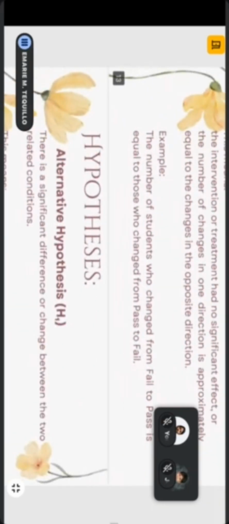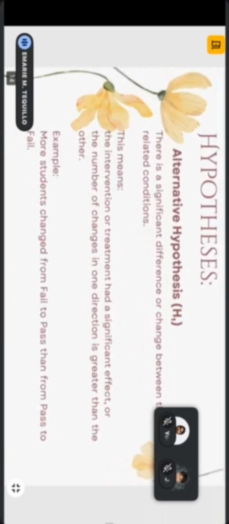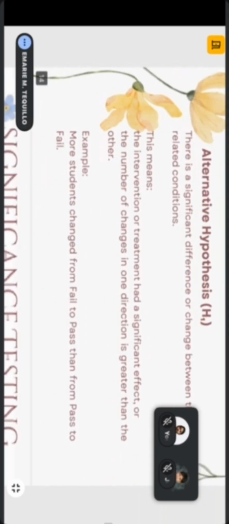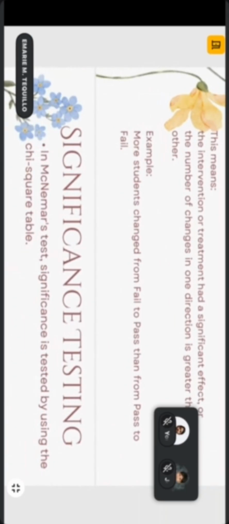So let's proceed to the next slide, which is the alternative hypothesis. In the alternative hypothesis, there is a significant difference or change. The alternative hypothesis states that there is a significant change, meaning the treatment or intervention had an effect. For example, more students improve after the review class. So, next.